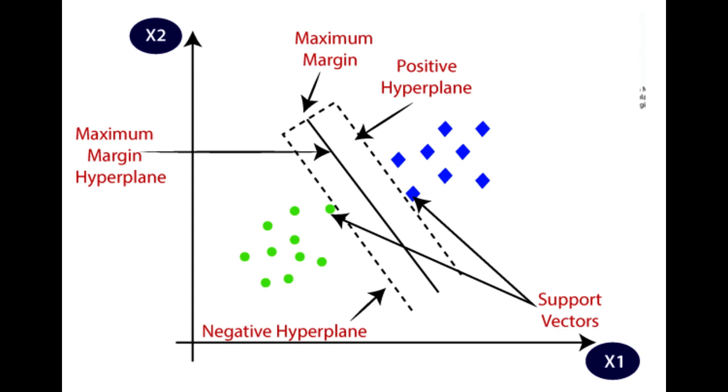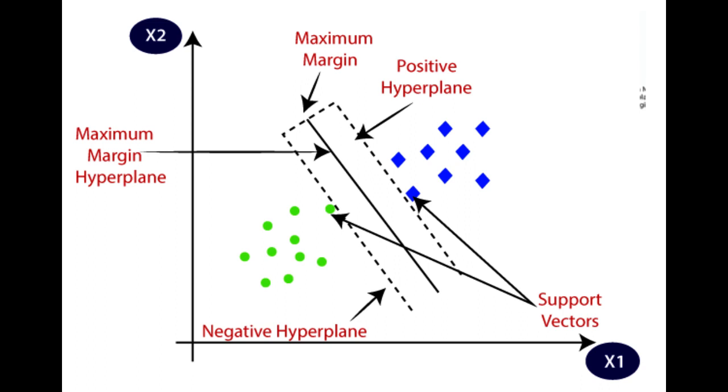Hyperplane and support vectors in the SVM algorithm. Hyperplane: There can be multiple lines or decision boundaries to segregate the classes in n-dimensional space, but we need to find out the best decision boundary that helps to classify the data points. This best boundary is known as the hyperplane of SVM.